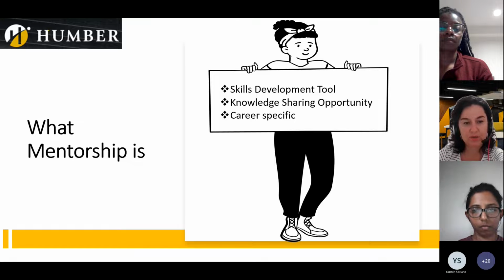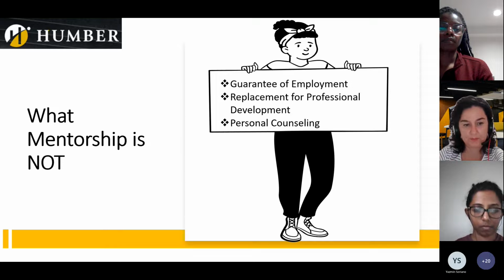So we talked a little bit about what mentoring is and what mentorship is. So this pretty much summarizes all we have shared about the definition of mentorship. It is a skill development tool. It is a knowledge sharing opportunity. It targets specific roles, sectors that you want to explore. Now let's dig into what mentorship is not.